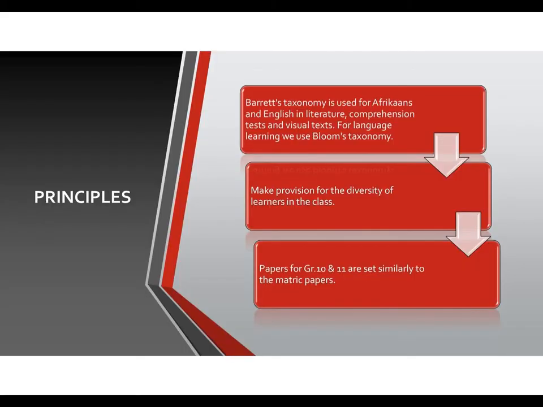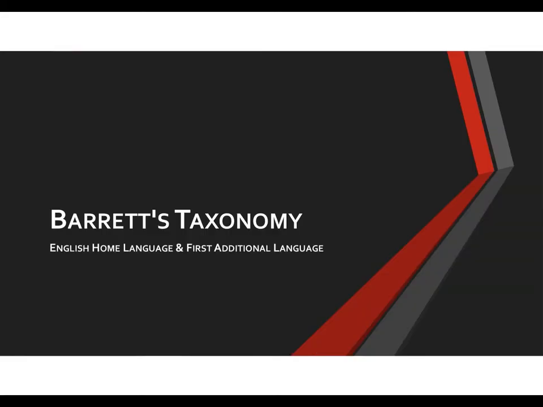Principles. Barrett's taxonomy is used for Afrikaans and English in literature, comprehension, tests, and visual texts. For language learning, we use Bloom's taxonomy. Make provision for the diversity of learners in the class. Papers for grade 10 and 11 are set similarly to the matric papers. Barrett's taxonomy, English home language and first additional language.